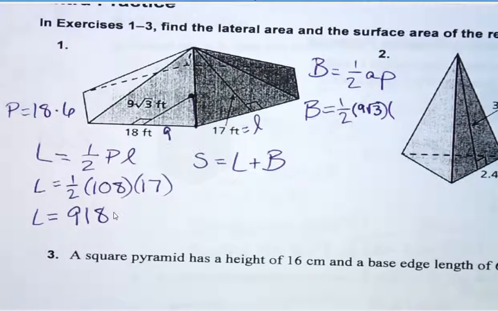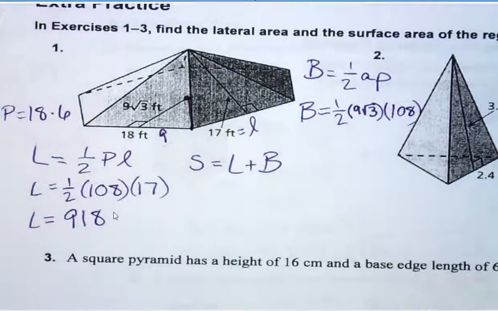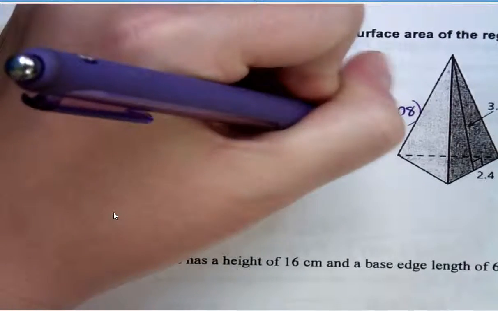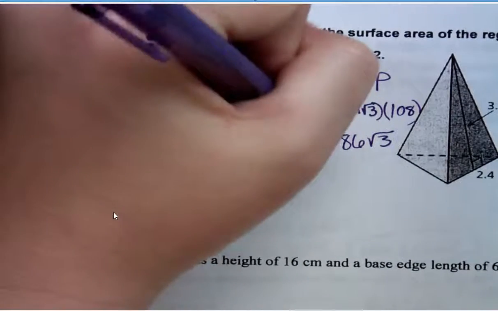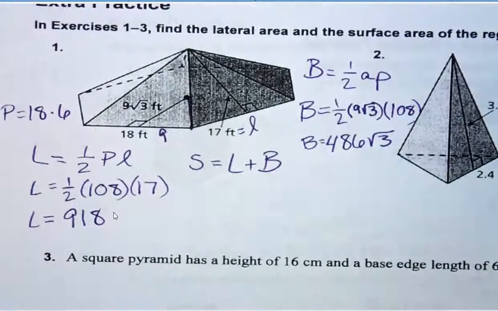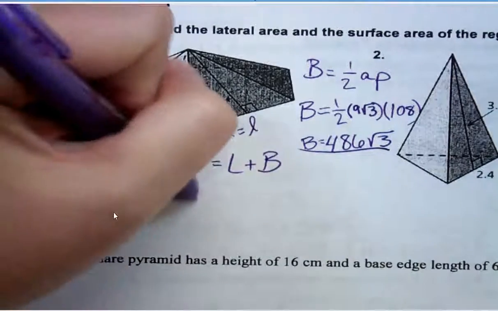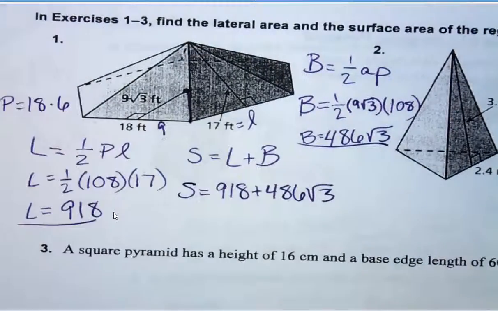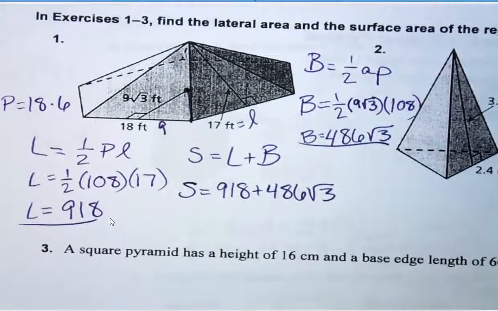And then our perimeter is going to stay the same, which is fantastic, so we don't have to do anything else. We just plug that number in, and then put all that in the calculator. We're going to get 486√3. It's already been cut in half, so that is your capital B. So you have your B, you have your L, add them together, and you are done. S equals 918 plus 486√3. If it asked for it in simplified radical form, that would be it, but it does not.